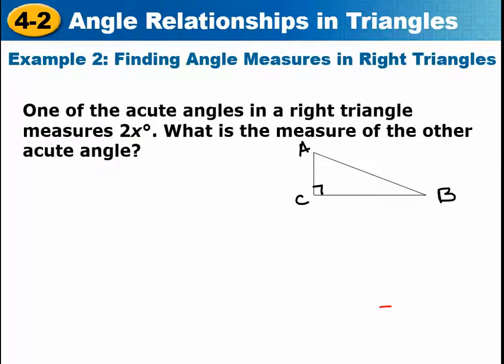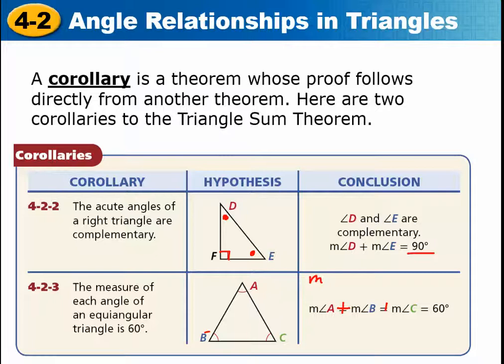So let's use that. We won't use the one about the equiangular hardly ever. Just memorize that if you have an equilateral or an equiangular triangle, every angle is 60 degrees. Memorize it. Do it now. You'll use it for the rest of your life probably.